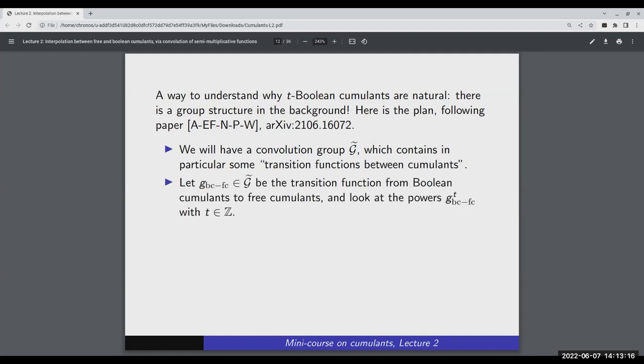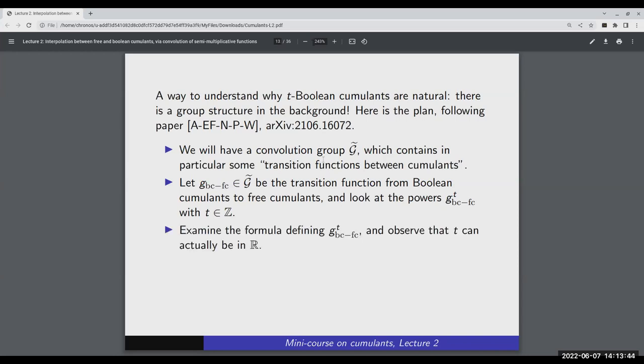And in that group G tilde, if that encodes transitions, then you're going to have a function there in that group which transitions from boolean to free. And because that's a group, you can take the subgroup generated by that function, which means you take all the integer powers of that function. And you find that there is a concrete formula for how those integer powers look like, and actually that formula makes sense for any real number.